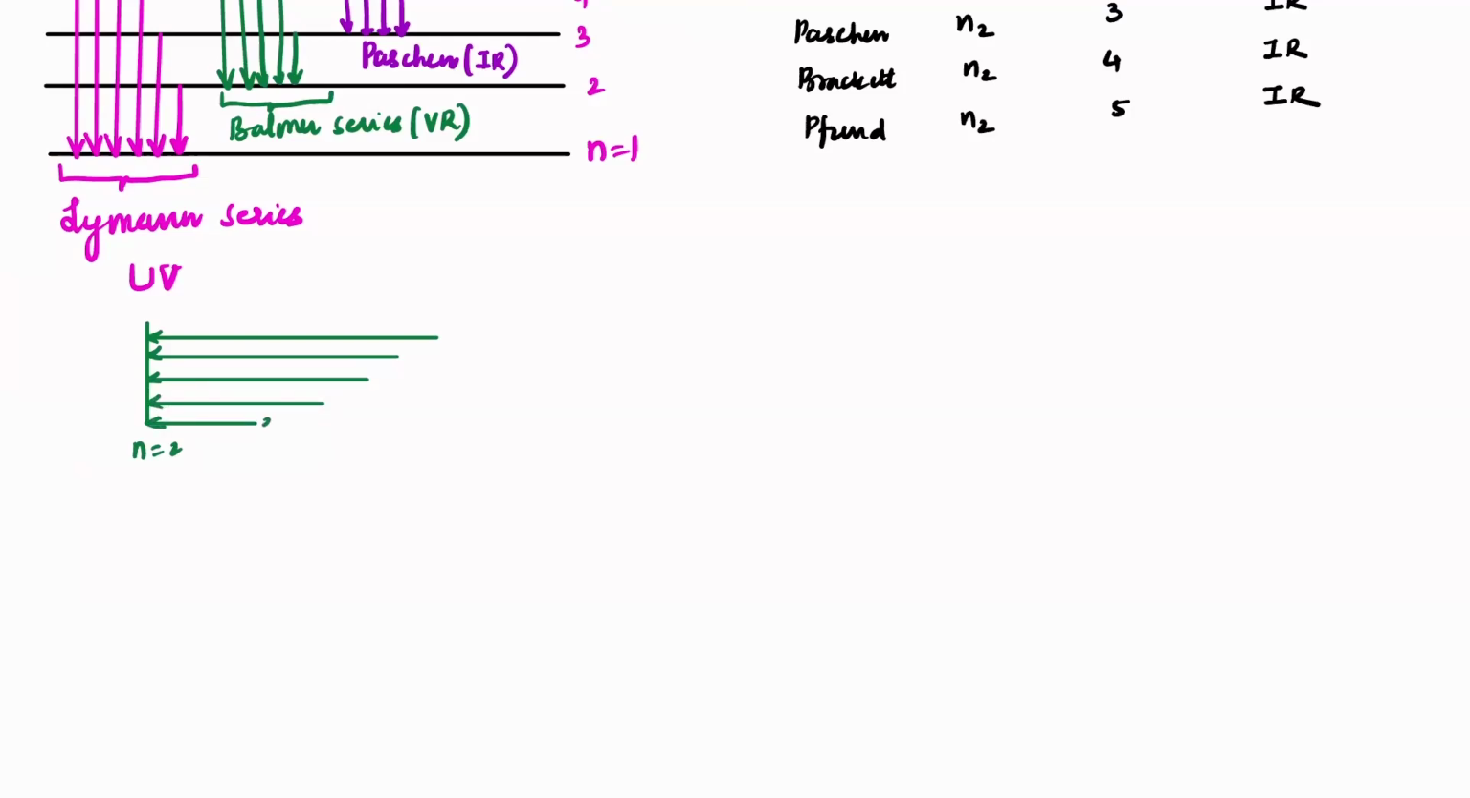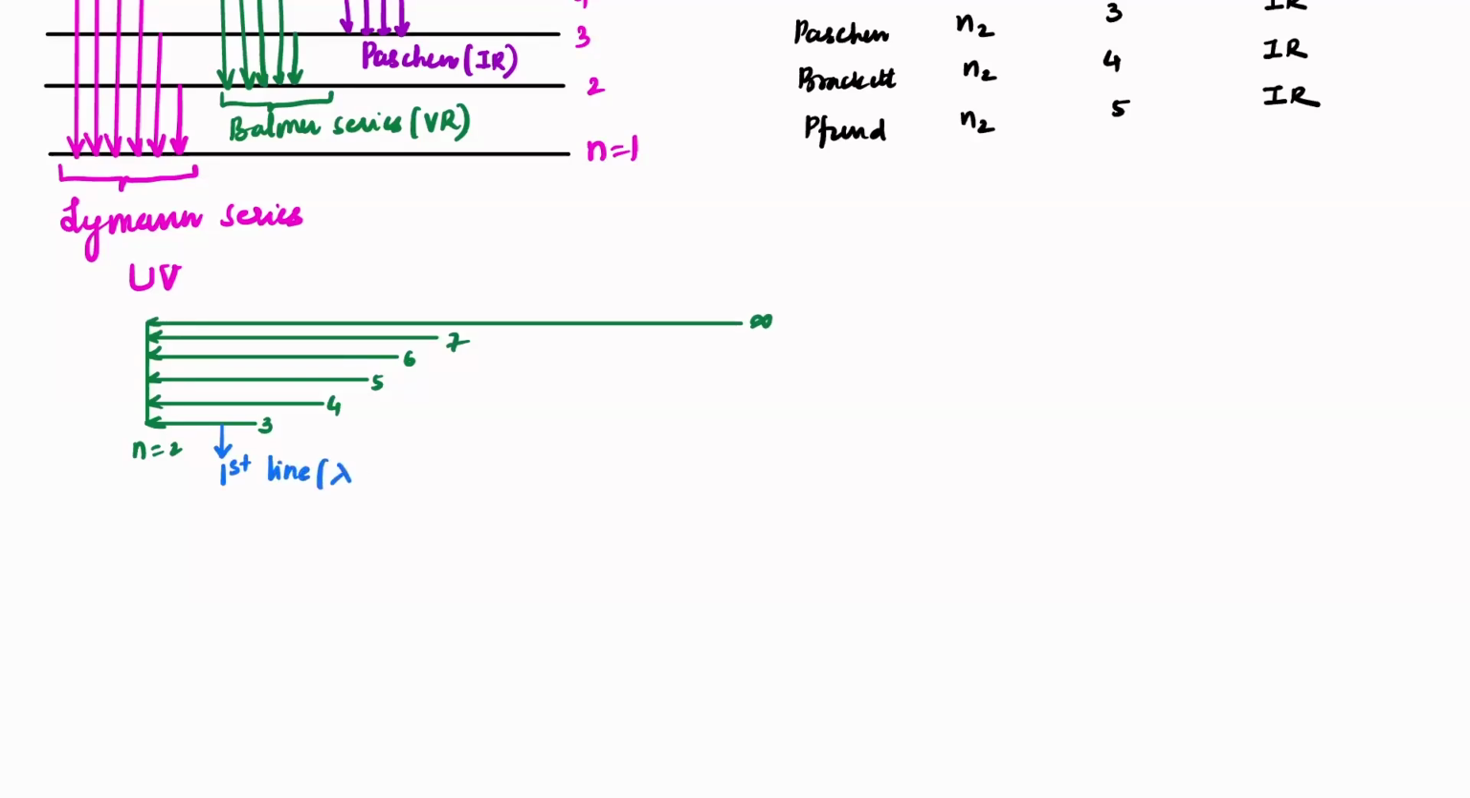Okay. Let's say this is coming from 3 to 2, 4 to 2, 5 to 2, 6 to 2, 7 to 2, and so on. And one line which is coming somewhere from infinity. This is infinity to 2. Okay. Then how do we represent these lines? This is called as the first line of the series.